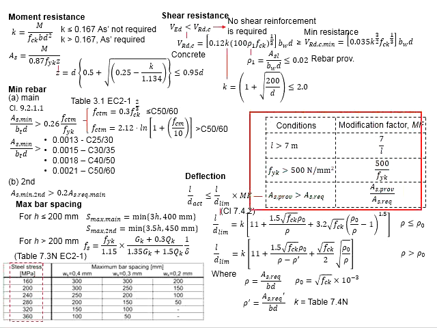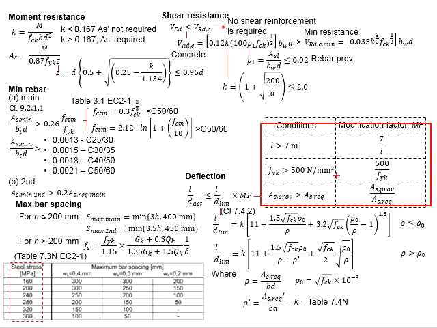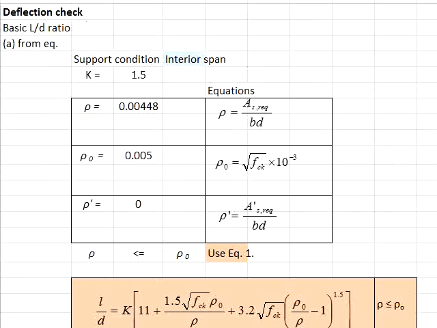There will be modification factors, which are governed by 3 main factors here. If the span is more than 7 meters, if your steel grade is more than 500, and also if your provided reinforcement bar is more than the required amount of reinforcement bar. Now let us proceed with the calculations.